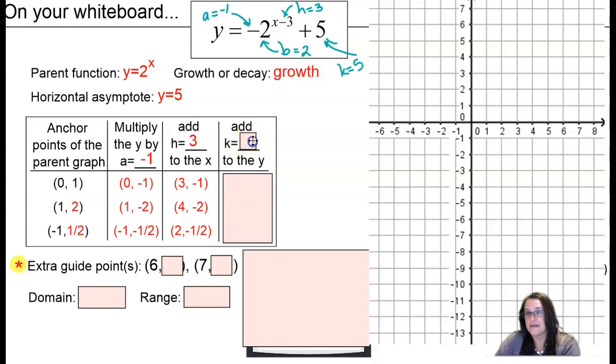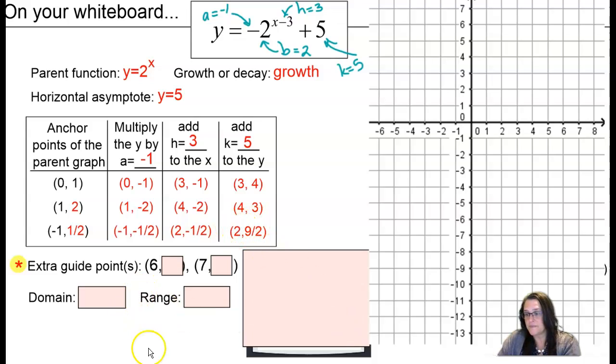Then the k is 5. We add that to the y values to translate the graph up 5. The x stays the same, so 3 comma and then -1 plus 5 is 4. (4, 3) since -2 plus 5 is 3, and then (2, 9/2), since -1/2 plus 5 is 9/2.